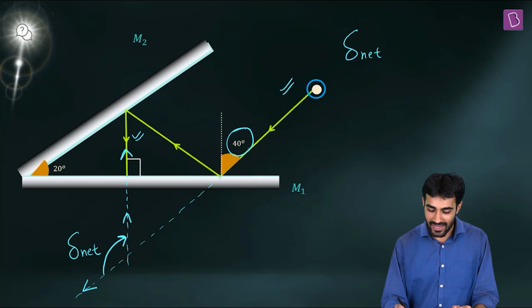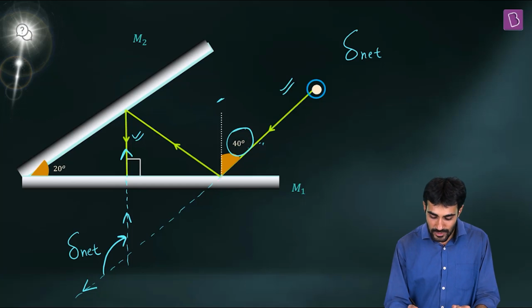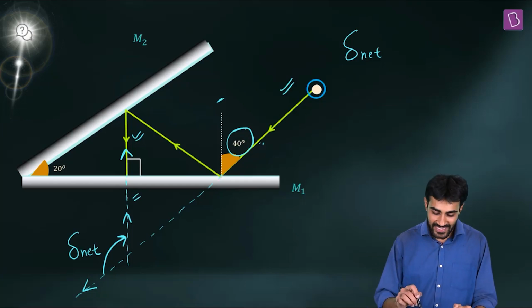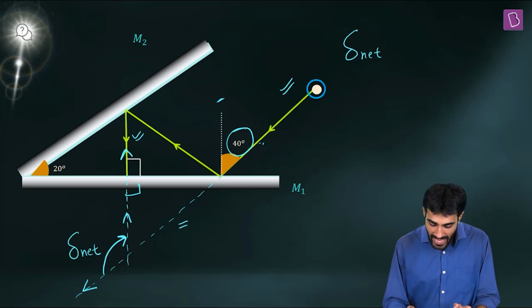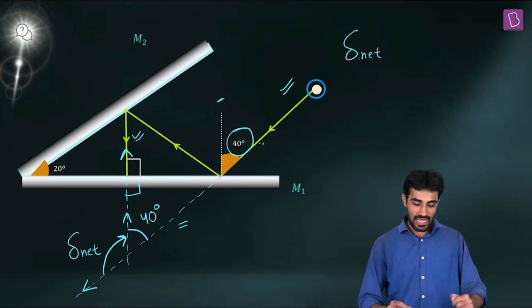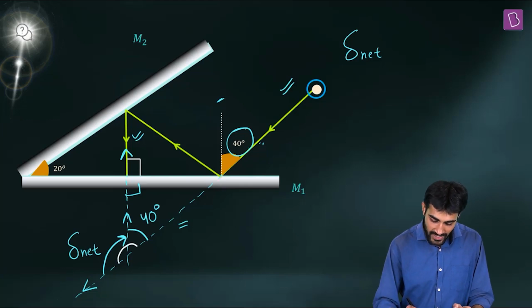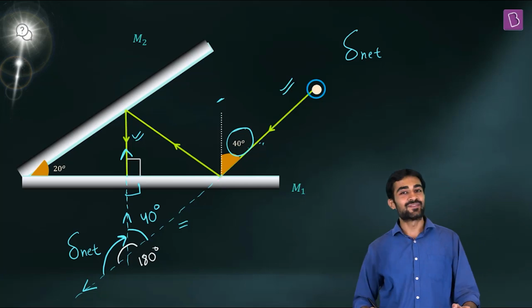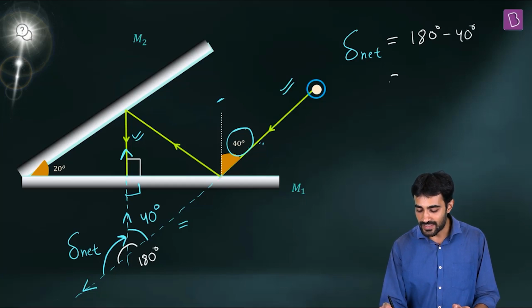40 degree is the angle between the incident ray direction and the normal to the mirror, right? And this is also normal to the mirror. We can see that this angle is 90 degree, and this is the incident ray direction. So the angle between them is 40 degree, isn't it? Now the total angle, let me draw it in white, is 180 degree. So we can see delta net is coming out to be 180 minus 40. This is 140 degree, right?